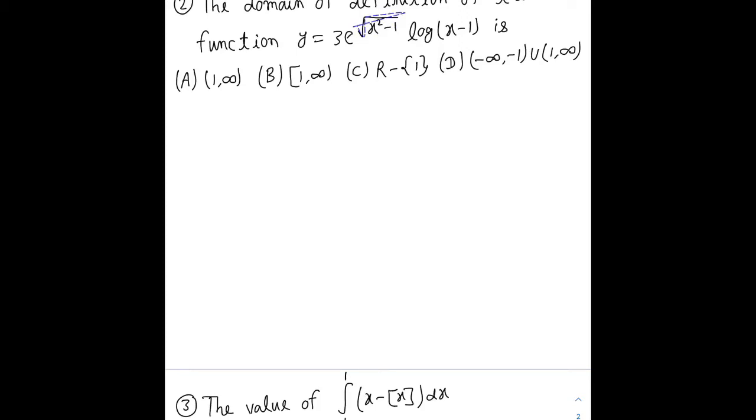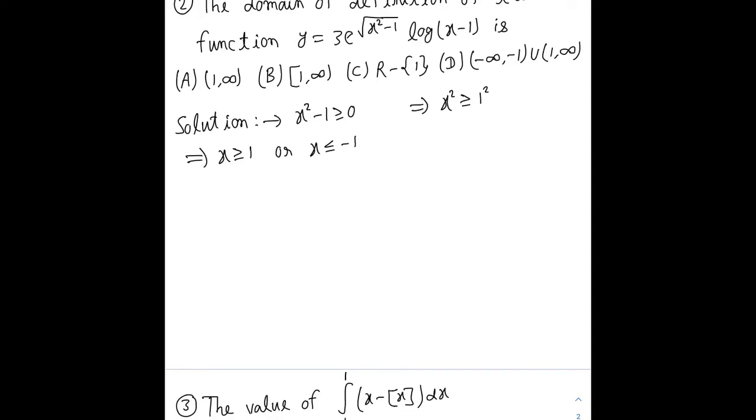First, inside the root. So you know when root x is defined. So root x is defined if x is greater than or equal to 0. Similarly, root x square minus 1, when will it be defined? If x square minus 1 is greater than or equal to 0. So if you solve it, you will get x square greater than or equal to 1, or you can say 1 square. Now the solution of this inequality would be either x greater than or equal to 1 or x lesser than or equal to minus 1.